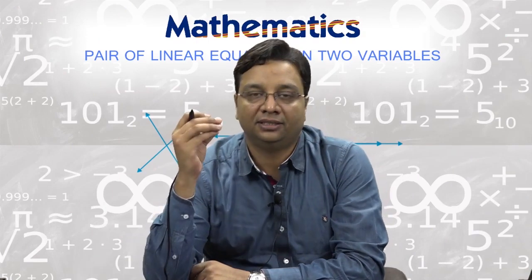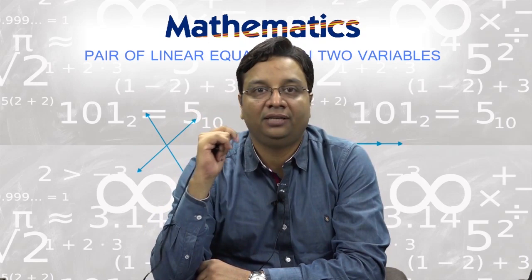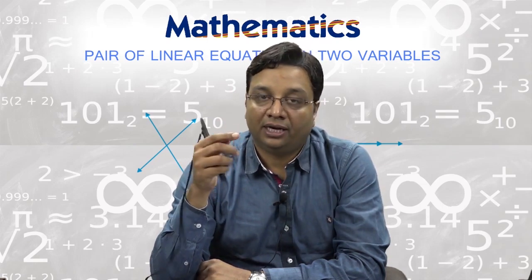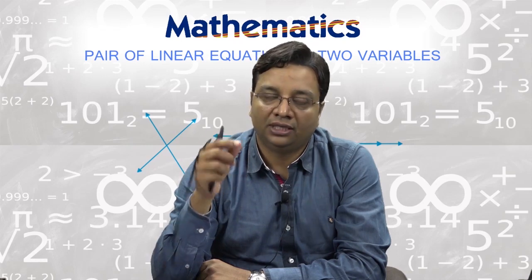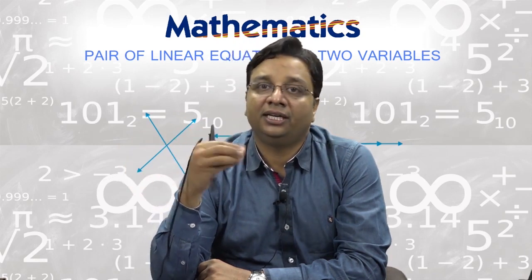In the last lecture on pair of linear equations in two variables, we discussed the elimination method. That is, by equating the coefficients of one of the variables and then adding or subtracting the equations to make the equation an equation in one variable. After we make the equation in one variable, it is very easy for you to solve, right? Then you get the value of one variable and we put that value in any of the equations to get the other variable.